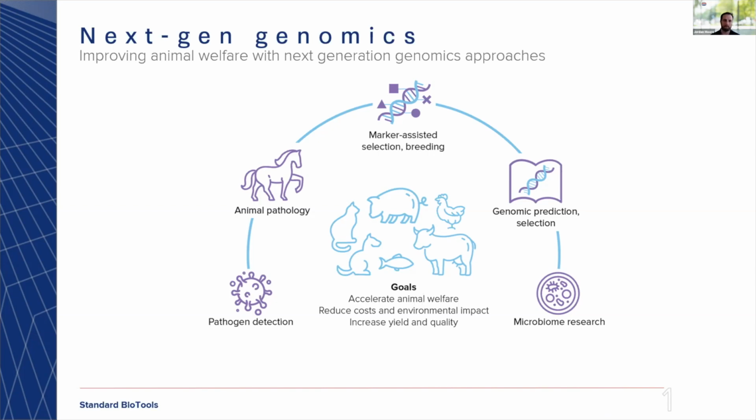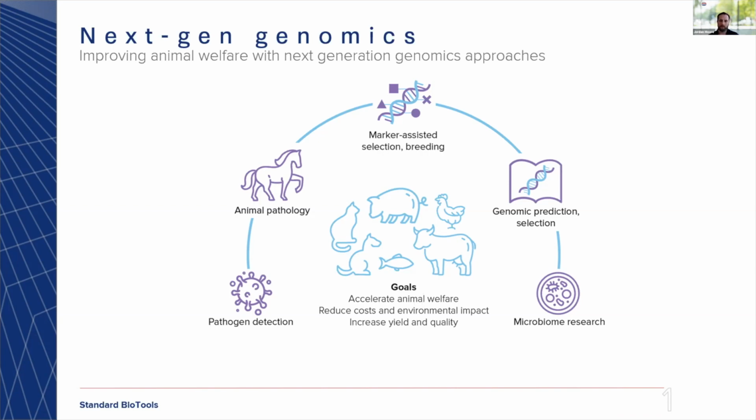So that means looking at pathology of the animals themselves, detecting the pathogens, helping with marker-assisted selection and breeding to make sure that we have animals which are going to be the most resistant to the pathogens available, or presenting the best markers for living in the conditions that they are going to be in. Looking at genomic prediction and selection on that note, and then also looking at the microbiome, not only within the environment they're living, but also within the animals themselves.